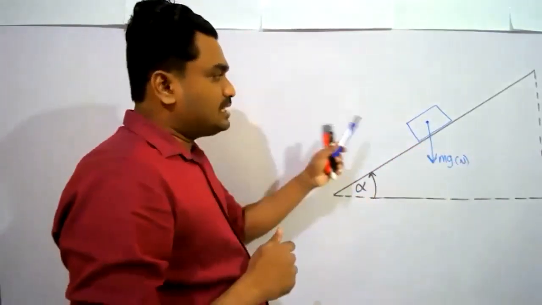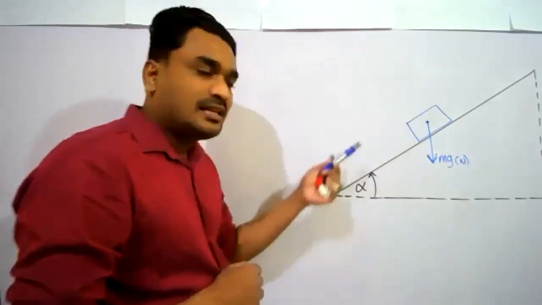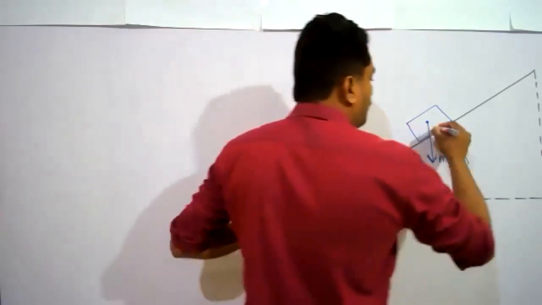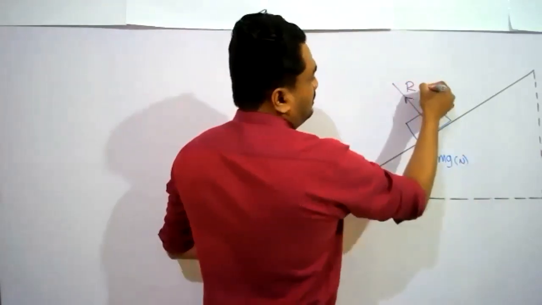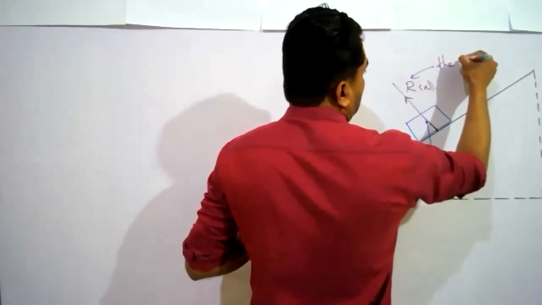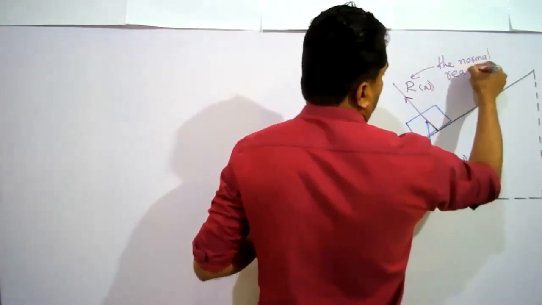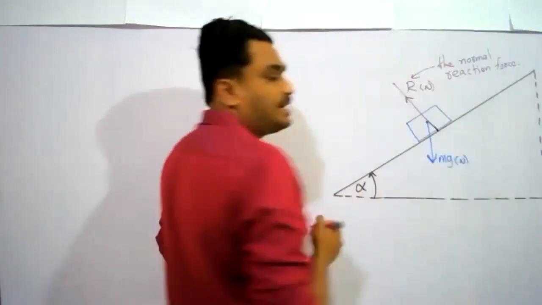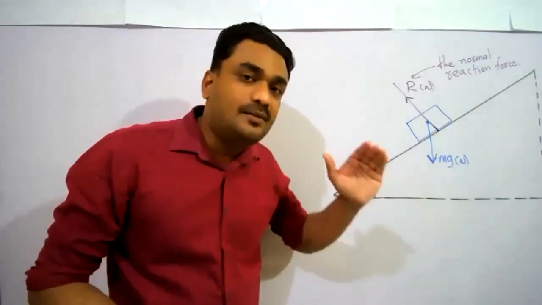Right? When an object is kept on a surface, whether it is moving or not, the surface gives a force which is perpendicular to the inclined plane. This force is said to be the normal reaction force. Normal means perpendicular. Perpendicular to the inclined plane.